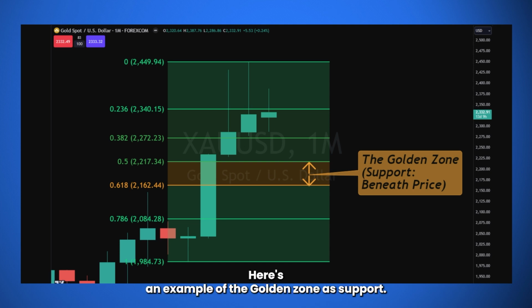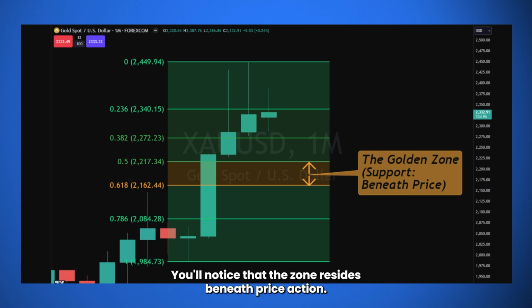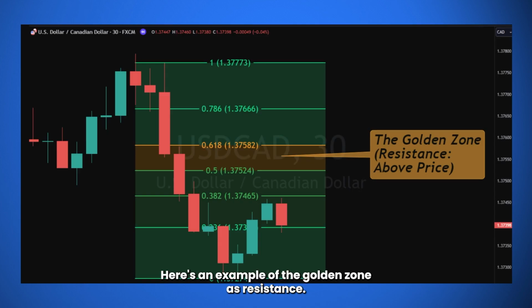Here's an example of the golden zone as support. You'll notice that the zone resides beneath price action. Here's an example of the golden zone as resistance. You'll notice here that the golden zone is located above prevailing price action. Now, the golden zone may be used to buy or sell the market, and it works best with confirmation. More on that in a minute.